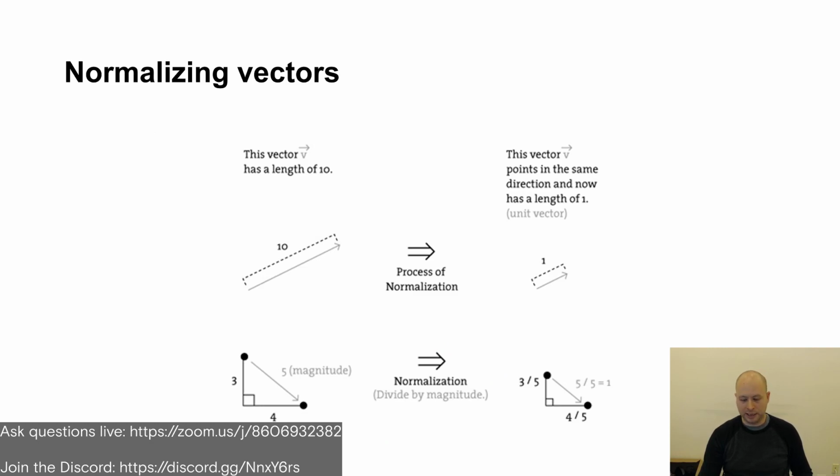So again, to do the actual calculation of normalizing the vector, you just have to determine its magnitude, and then you divide each component of that vector by that magnitude. And that's generally all you really have to do.